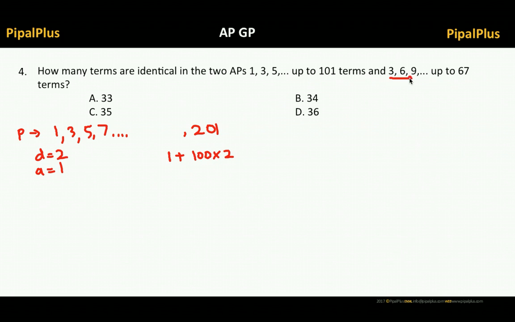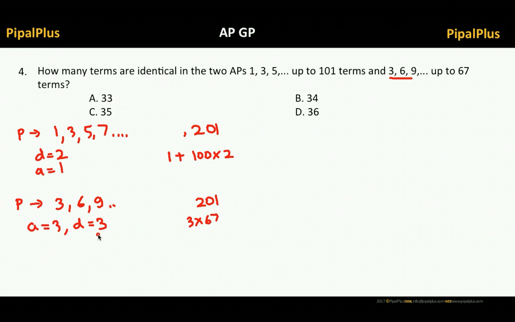Let's look at the second series. The second progression is all the multiples of 3, right? So the first number is 3 times 1, the second number is 3 times 2, the third number is 3 times 3, and so on. So the last number is simply going to be 3 times 67, which equals again 201. Right? So again we have an arithmetic progression whose a equals 3 and d also equals 3.